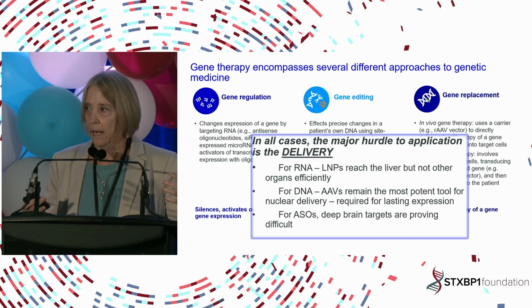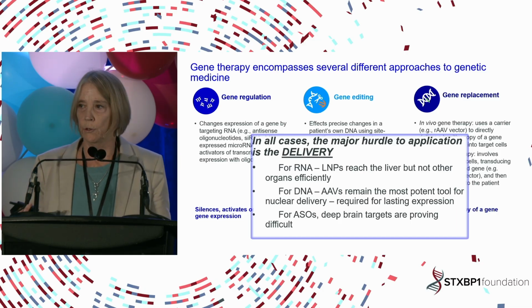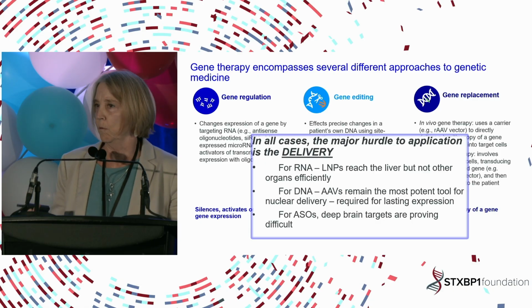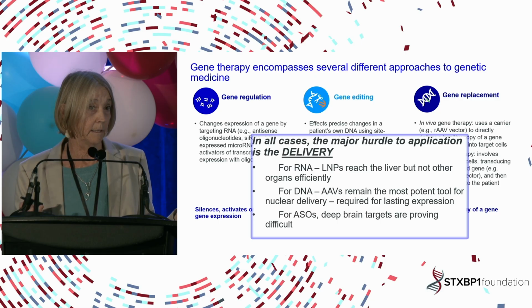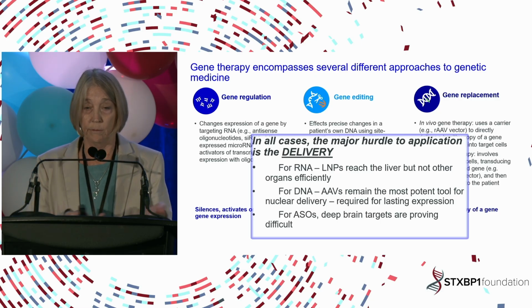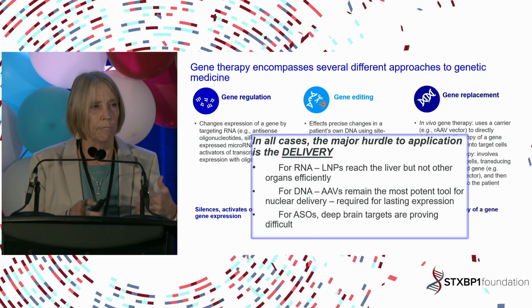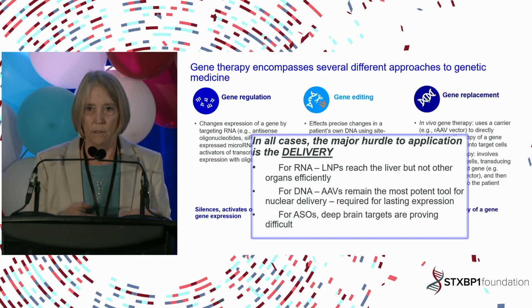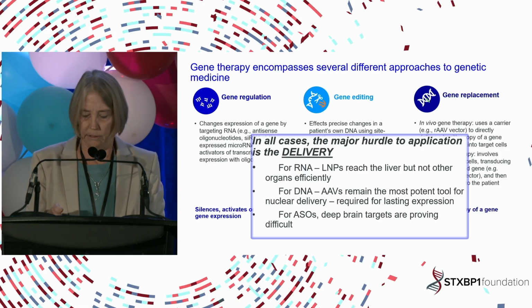For DNA, we want to get to the nucleus for a one-and-done therapy. These adeno-associated viruses that Eric introduced to you are really the way to go. And for antisense oligonucleotides, unfortunately, deep brain targets, which is the case for another disease I work on, are really, really difficult with ASOs. But some of the more surfacey structures of the brain are a little easier to target.